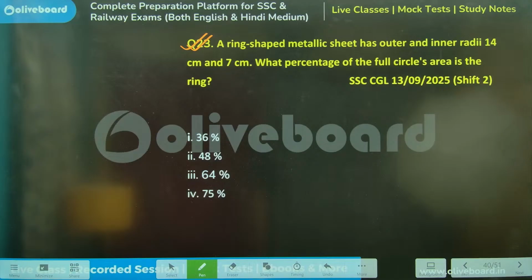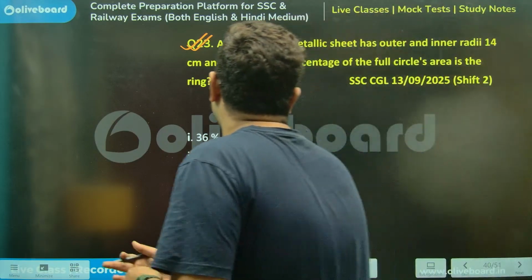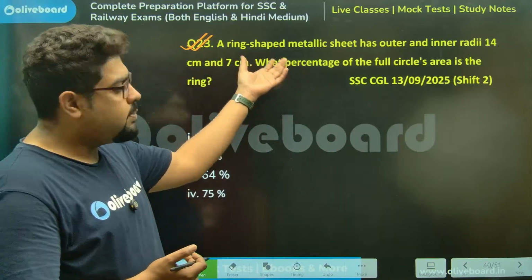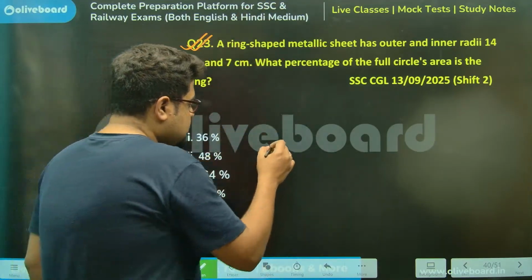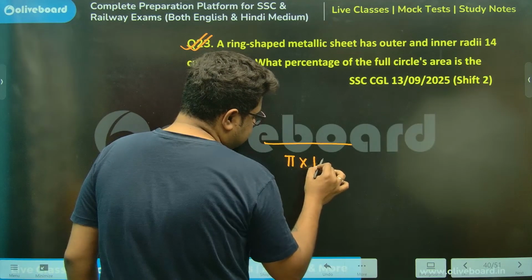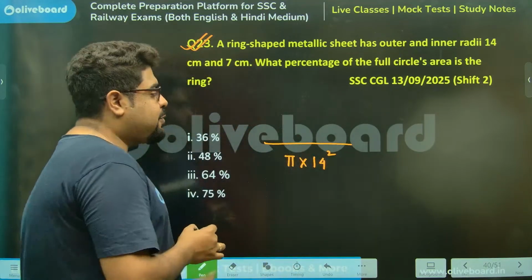Done, sir? Ring-shaped metallic sheet has outer and inner radius given. What percentage of the full circle's area is the ring? Full circle meaning the bigger circle. So base will be the bigger circle's area. Pi into 14 square. Again, don't put the value of pi, it will cancel.